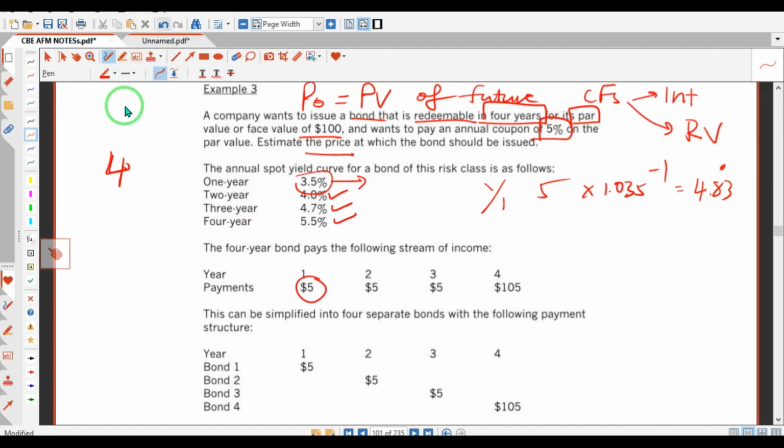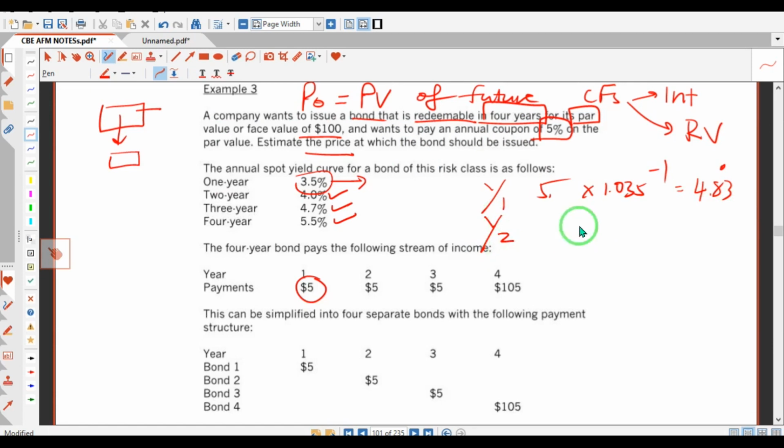So basically I gave her a bank ATM card, and tell her this ATM card password will be activated at the end of the year, and you can go to the bank and you will have $5. How much do I put in today? I bought this bond today for $4.83.